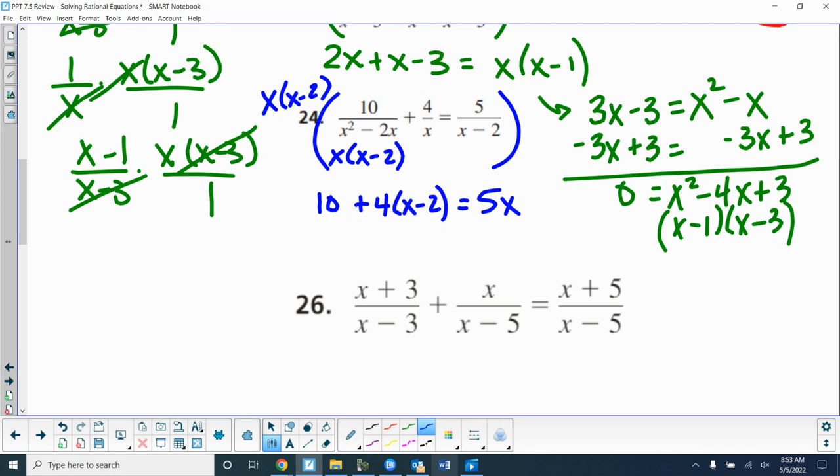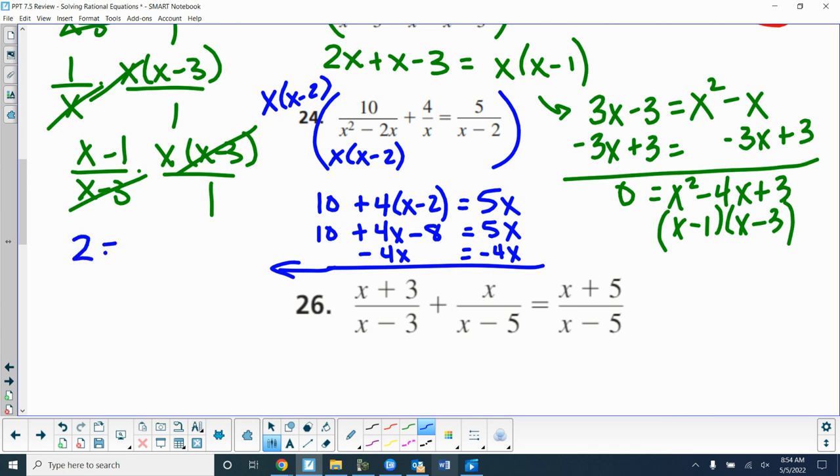And the x minus 2's cancel, so it's x times 5, which is 5x. Okay? I'm going to distribute the 4. I'm going to take the 4x over. So I'm going to move this over here. So what's 10 minus 8? 2. And what's 5 minus 4? 1. Okay? Is 2 a good answer? Just check. We're supposed to check.